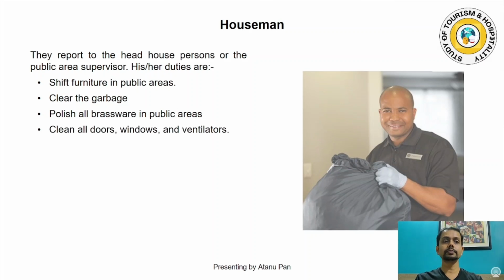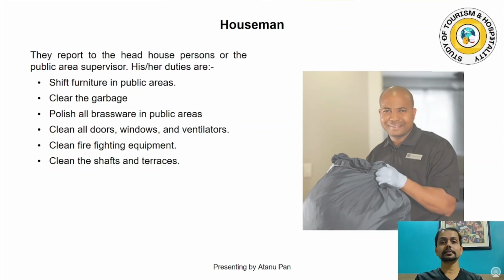Clean all doors, windows and ventilators. Whatever doors, windows and ventilators are present in the hotel are cleaned by the housemen. Clean firefighting equipment. If we do not clean the firefighting equipment, at the time of use it will not work properly. So oiling or cleaning those equipments is done by the housemen only. Cleaning of shafts and terrace: cleaning of the terrace, and any shaft, like window shafts, which are part of the windows. All these things are done by the housemen.